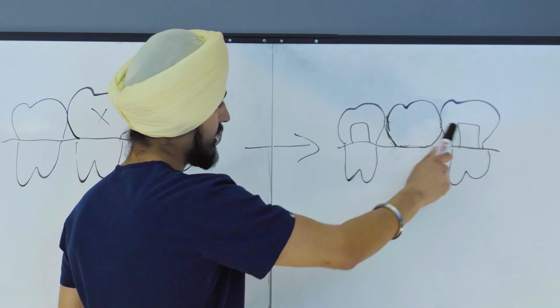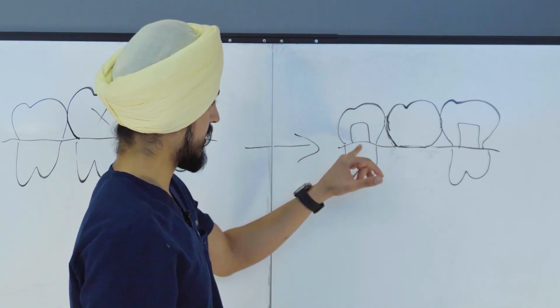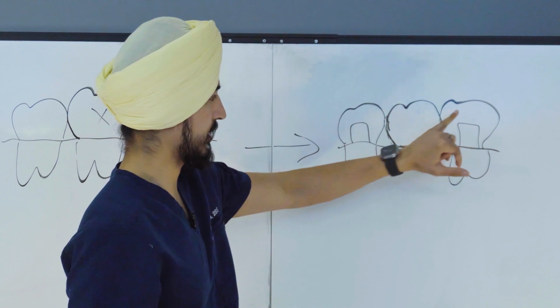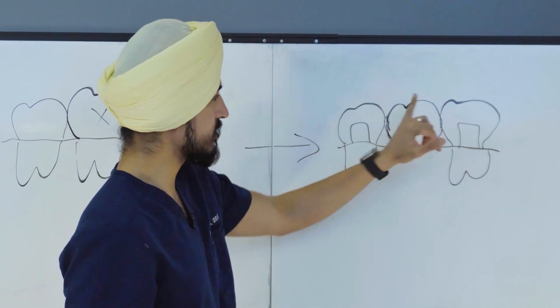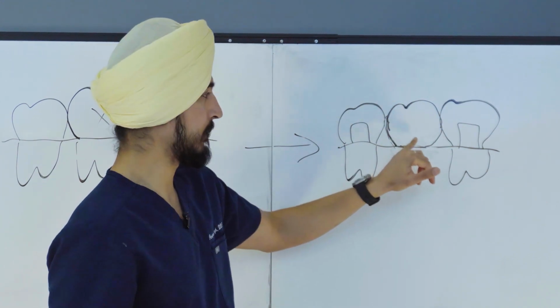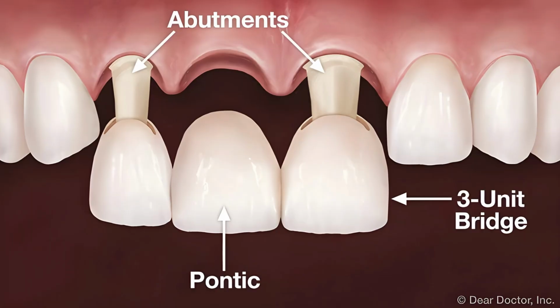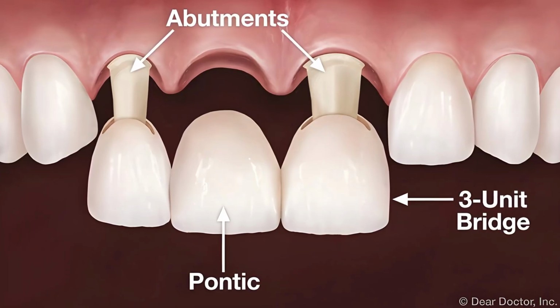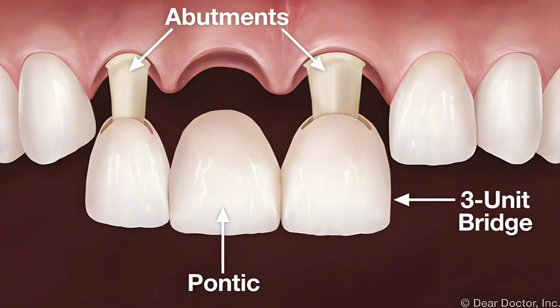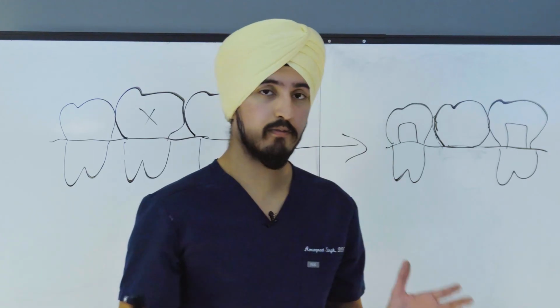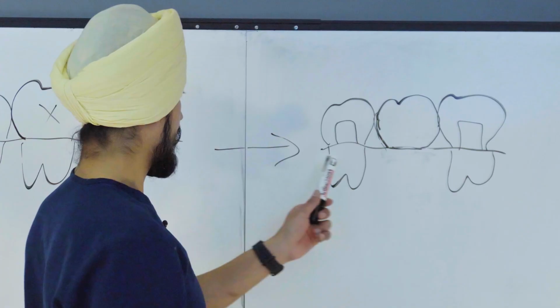So this is a 3-unit bridge because there's 3 units. There's 1, 2, and 3. 2 of these units are anchors, and 1 unit is in the middle as the replacement. These two anchors are called an abutment, and this middle part that's replacing the middle tooth is called a pontic. You can probably think of a few problems from this already.